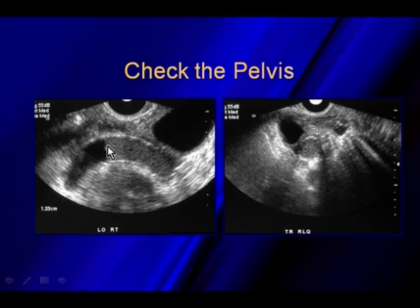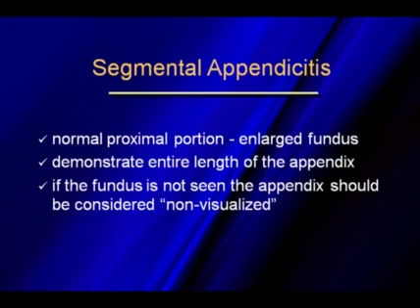You can see the layering of the pus in here and then just fluid within the appendix, but this is a case of endovaginal appendicitis. Segmental appendicitis, as I mentioned, it's very important to make sure you scan the entire length of the appendix.